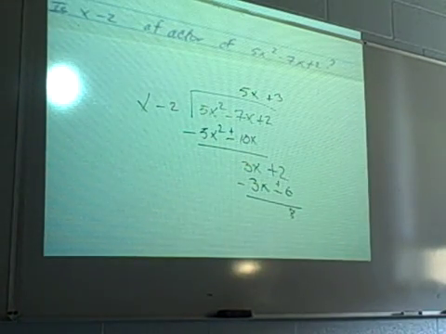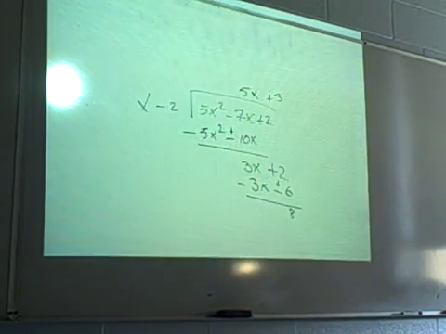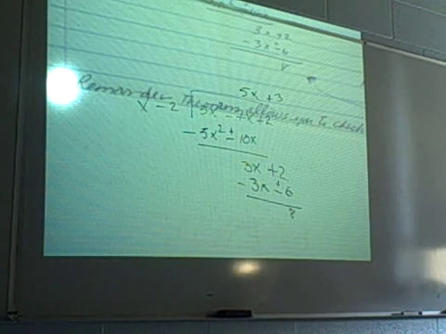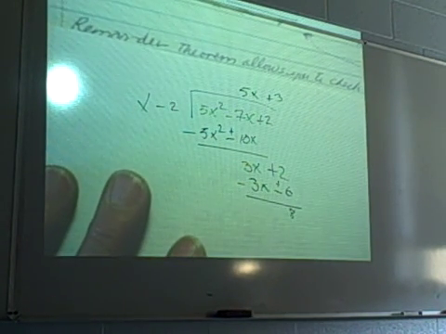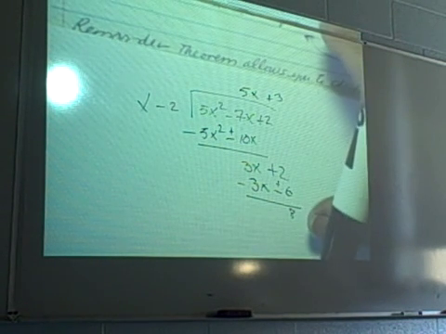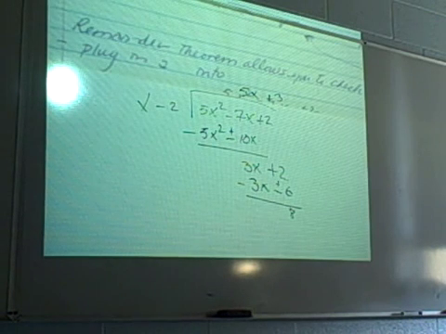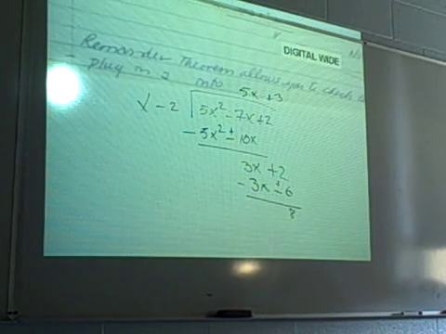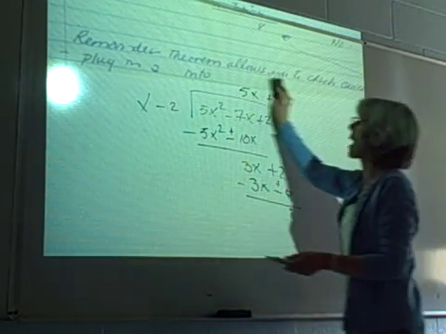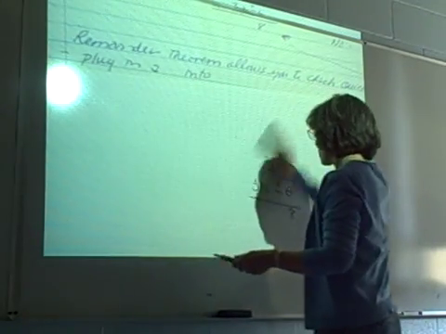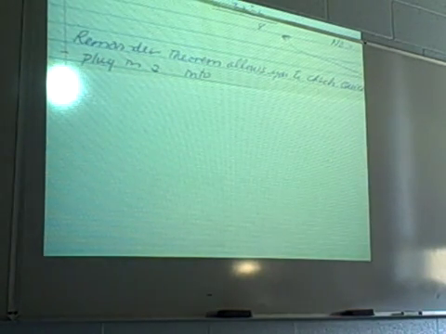I'm gonna show you the shortcut. It's actually pretty cool. It's called the remainder theorem. Okay, the remainder theorem, I'm trying to zoom out a little bit. The remainder theorem allows you to quickly check. Wouldn't it be nice that we could quickly check whether or not that is a factor?